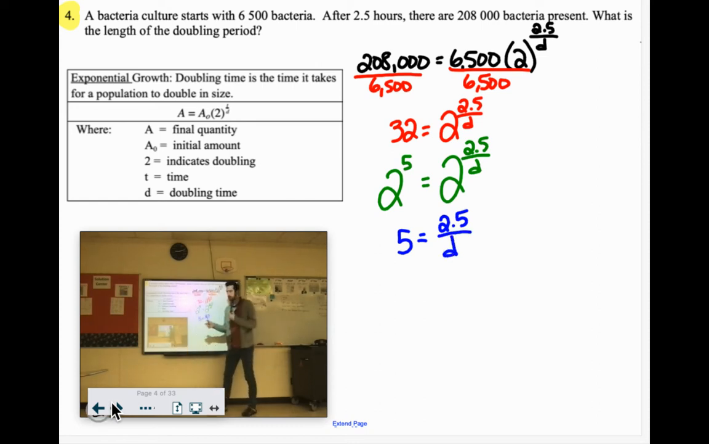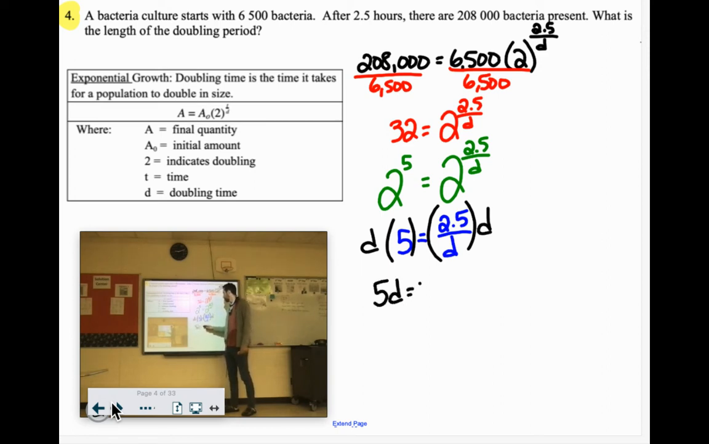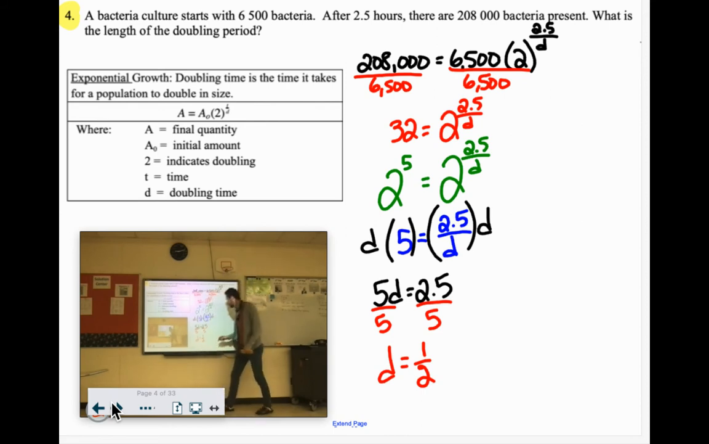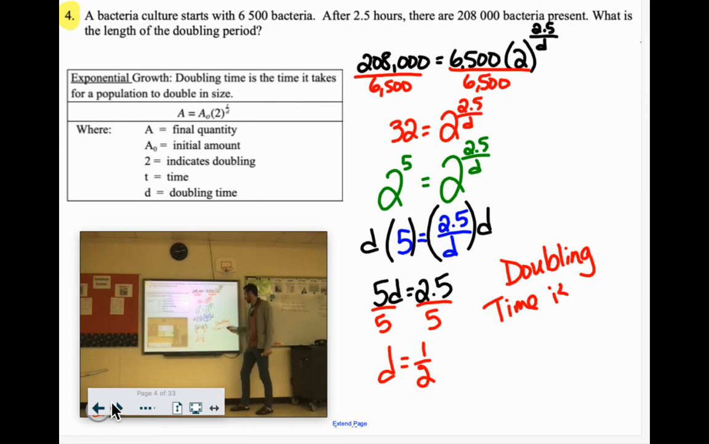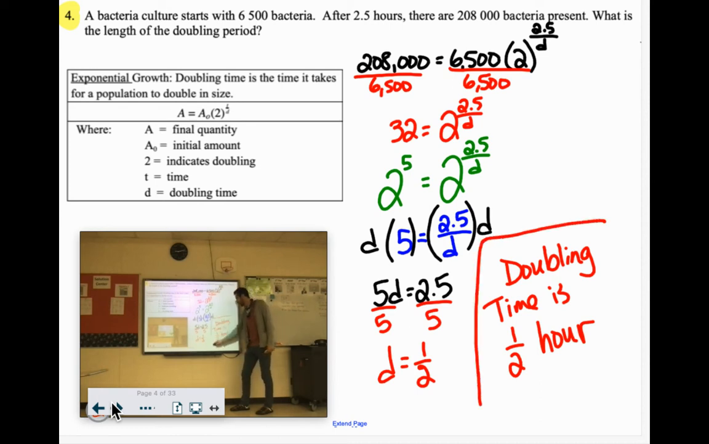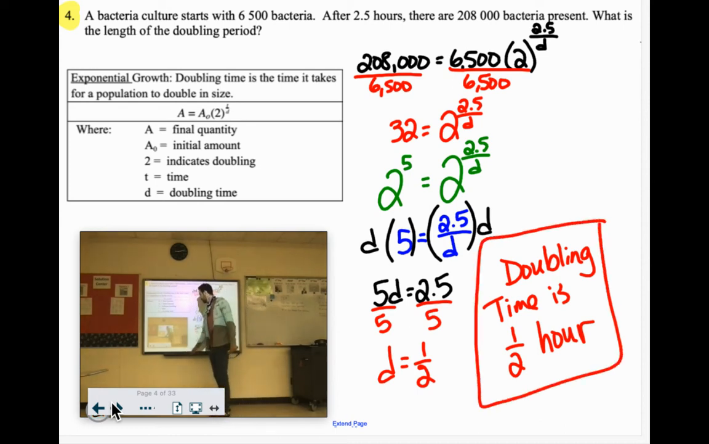So we can move stuff around. We can multiply by d on both sides to cancel out the divided by d. 5d equals 2.5. And then we'll just divide by 5. And 2.5 goes into 5 2 times, so it would be 1/2. So we were talking about hours. So the doubling time is a half hour. Or you can say 30 minutes. That would also work.